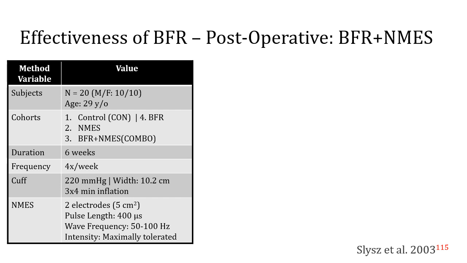The cuff width was 100 millimeters, in comparison to some of our other studies that looked at 30 millimeter width cuffs. And their inflation was 3 times 4 minutes. So they did 3 rounds of 4 minutes of inflation. They had 2 electrodes. They give the frequency, the pulse length, as well as the intensity of the NMES parameters.